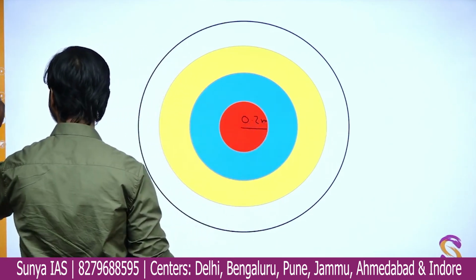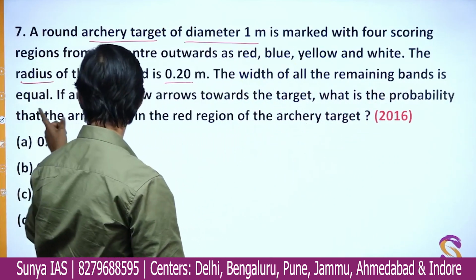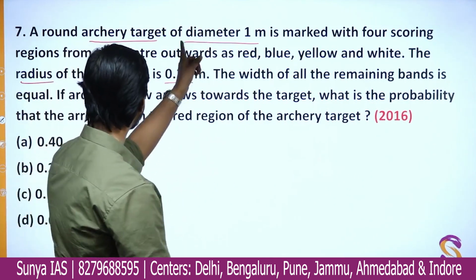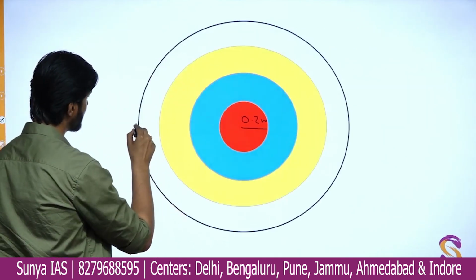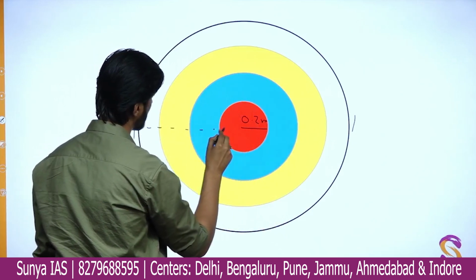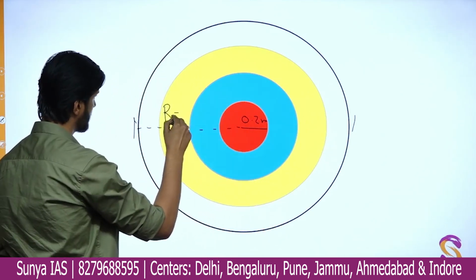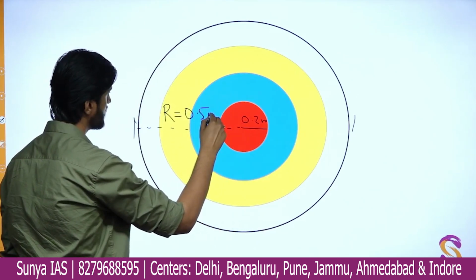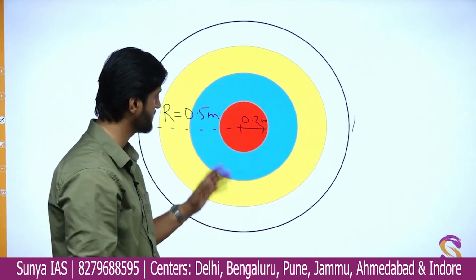Okay. Further it says the width of all the remaining bands is equal and the diameter of the archery target is 1 meter. So this overall archery target from here to here, the whole diameter comes out to be equal to 1 meter, or you can say the radius is going to be 0.5 meter. Right. Now this central part, this red part is 0.2 meter in radius.